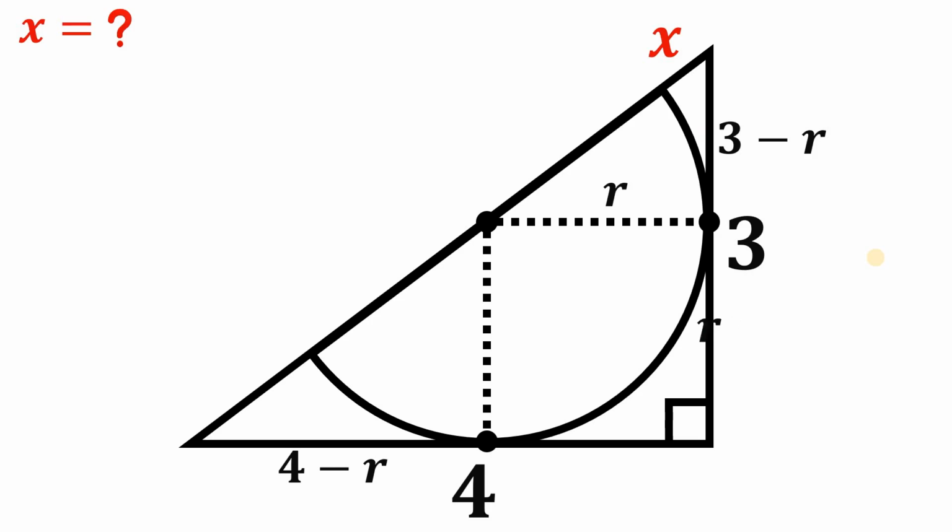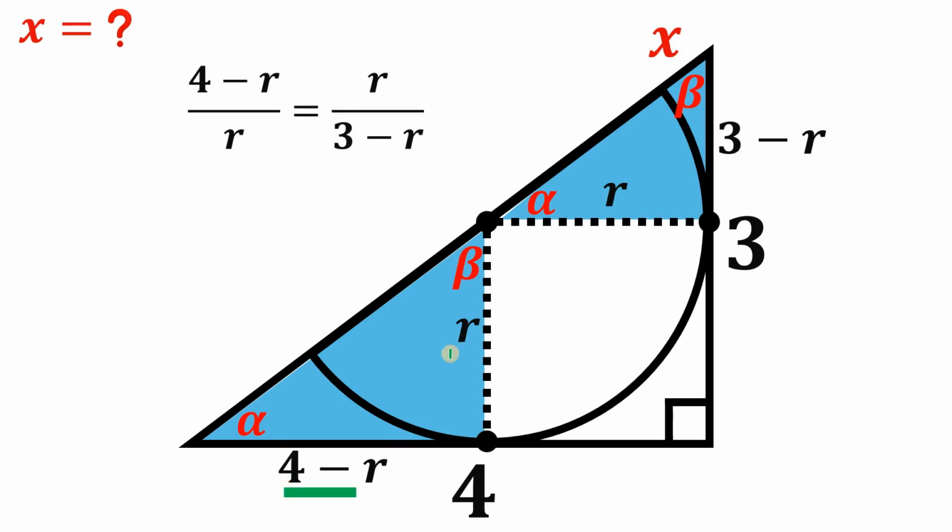Now from here, we can see similar triangles, because if we let this angle be alpha, this is also alpha, corresponding angles are congruent. This angle beta, this is also beta, again corresponding angles are congruent. Now these two small right triangles are similar to each other, so we can say that (4 minus r) over r equals r over (3 minus r).